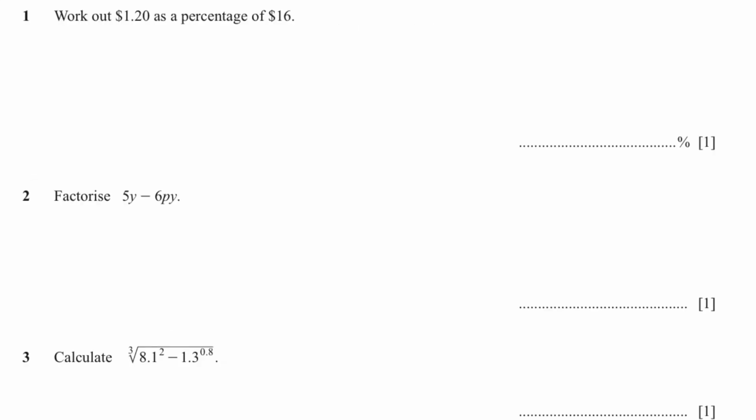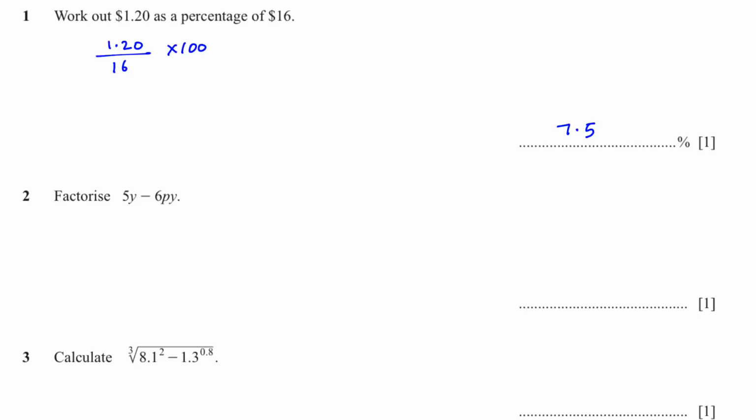Question number 1. Work out $1.20 as a percentage of $16. So 1.20 will be written in the numerator and 16 in the denominator times by 100. Whenever you want to find the percentage, you have to multiply by 100. And the answer is 7.5%.